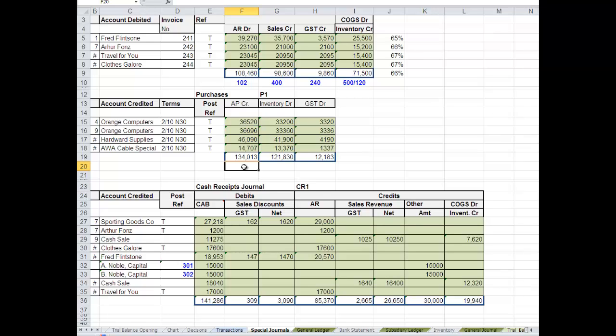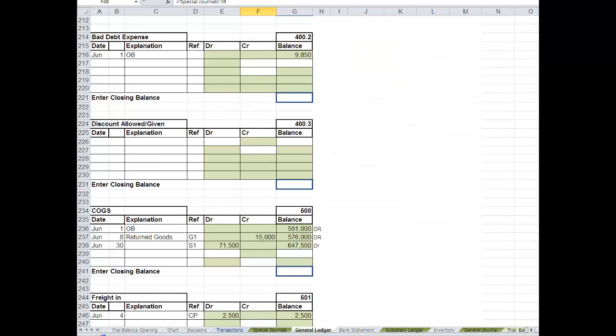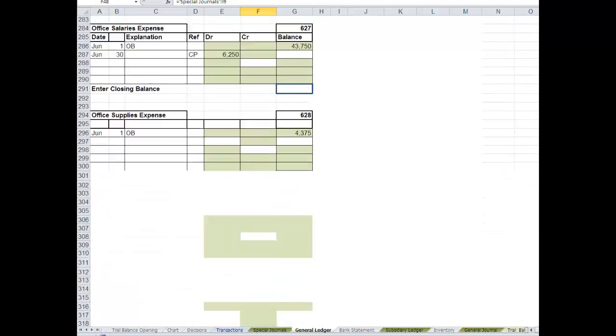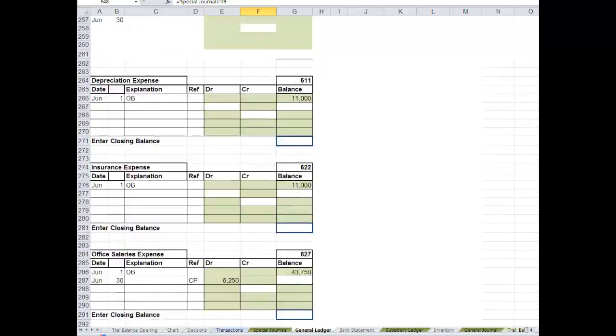Now accounts payable, we go to the accounts payable subsidiary ledger, and we don't need to go there. We need to go to the general ledger at the moment. Accounts payable, I might have put this in. Accounts payable.